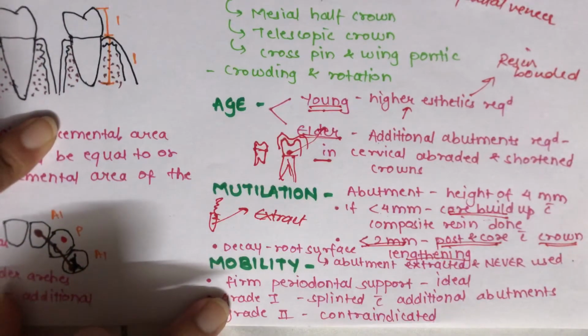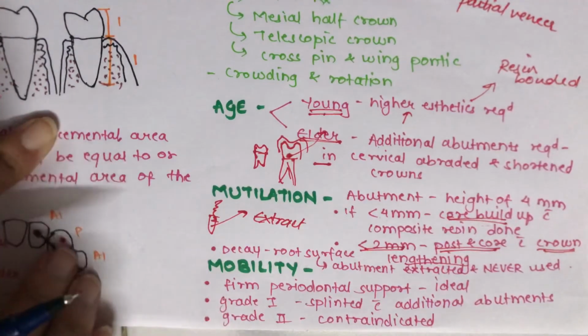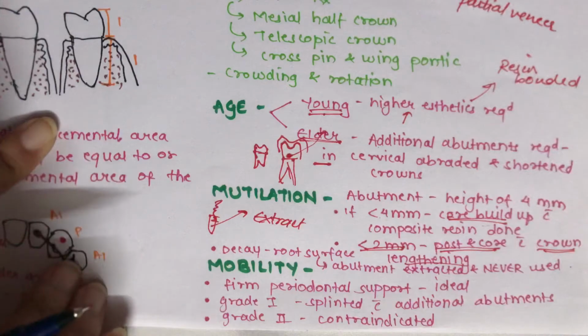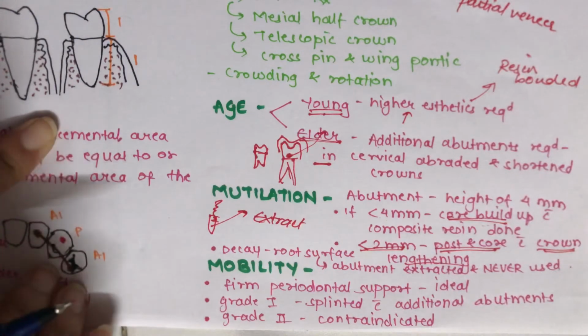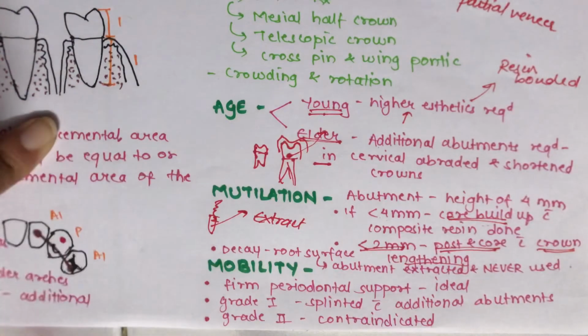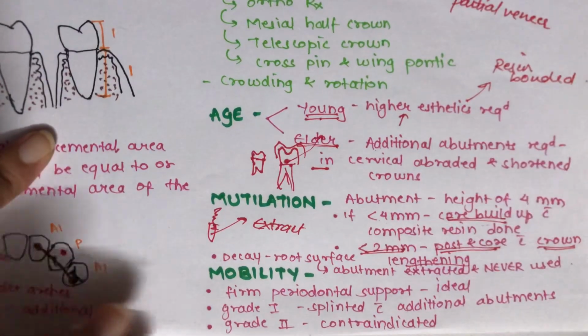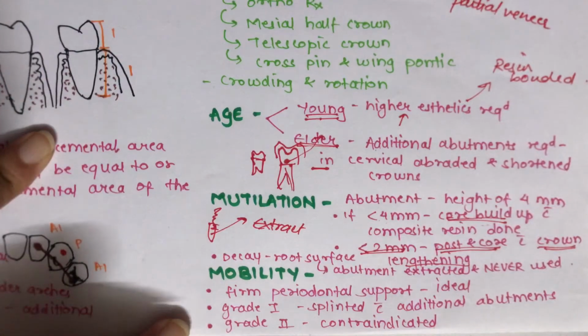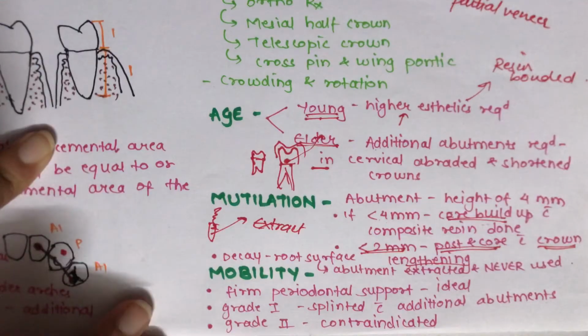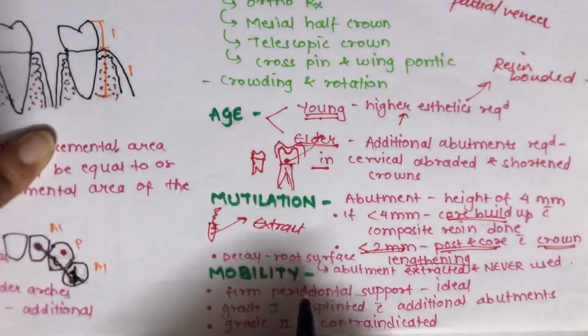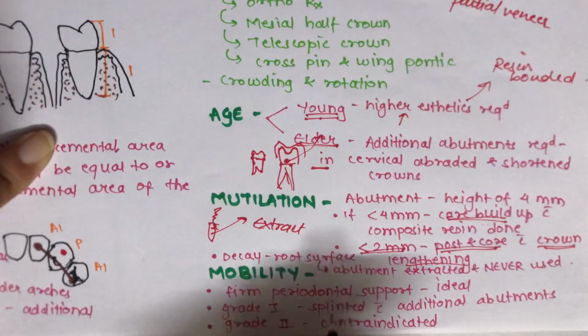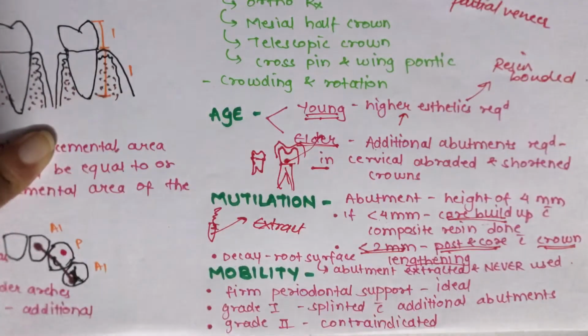Now the next is mobility. Teeth with firm periodontal support are used as ideal abutments. If there is grade 1 mobility, in that case you can do splinting and add an additional abutment for support. Whereas if there is grade 2 mobility, such a tooth is contraindicated as an abutment for FPD, because you require firm periodontal support to be used as an abutment.